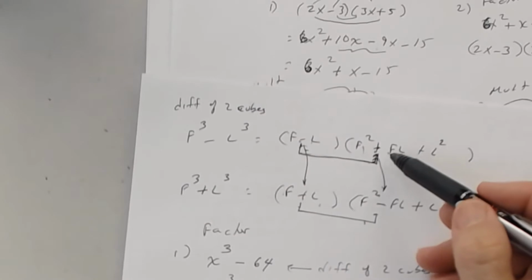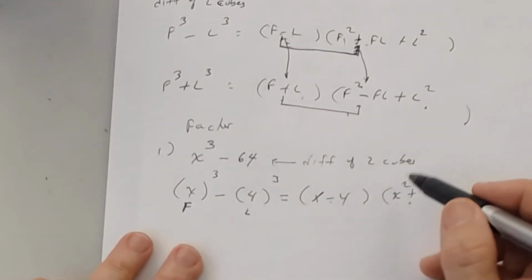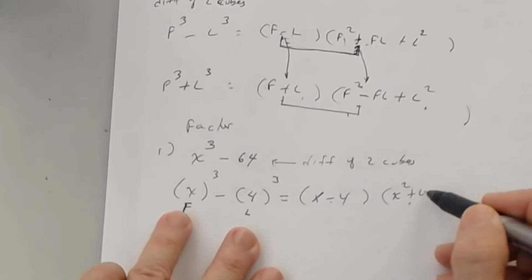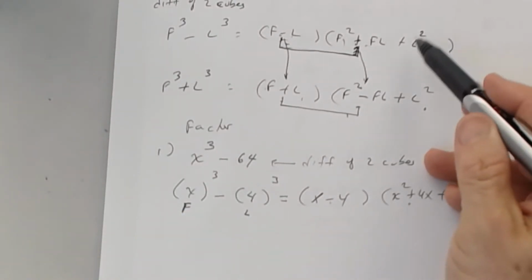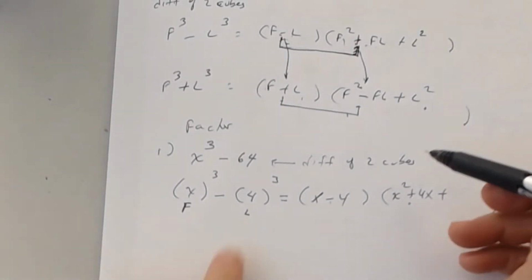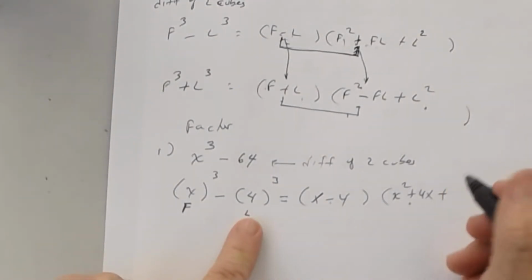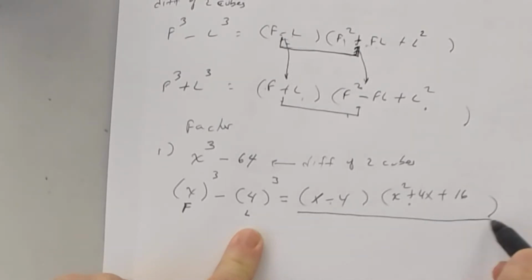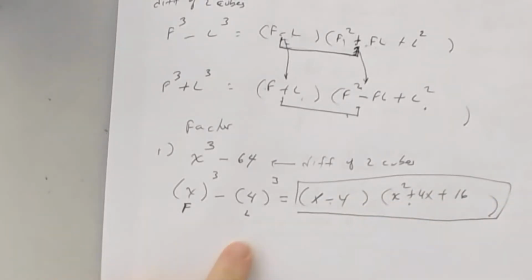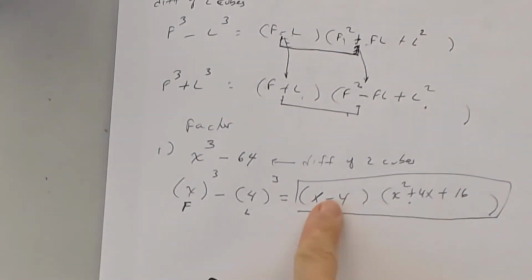And then the formula says I take the first and the last and multiply them together. So what's the first times the last? 4x. And then plus, and then this says I take L and I multiply by itself. What's L in this case? 4. What's 4 times 4? 16. So there's your answer. So you factored x cubed minus 64 as this binomial times this trinomial. So that's how you factored it.